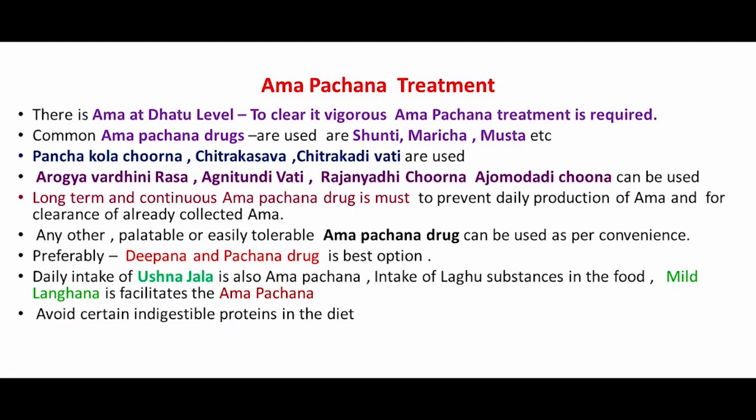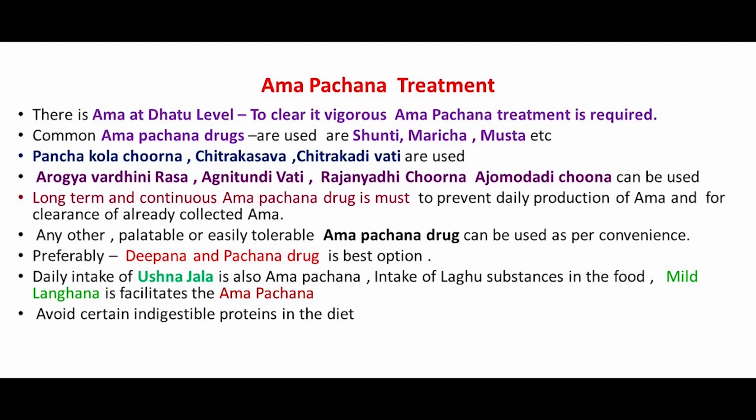Now, what is the treatment? So, the main treatment, the first line of treatment, is always āma-Pachana treatment. In case of nephrotic syndrome, when you are dealing with a child, this is the first line of treatment. We have to go for āma-Pachana treatment. There is āma at the dhatu level. To clear this vigorous āma, a vigorous āma-Pachana treatment is required.